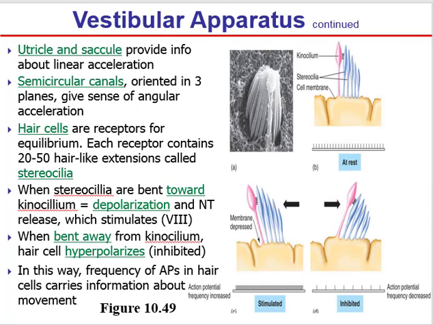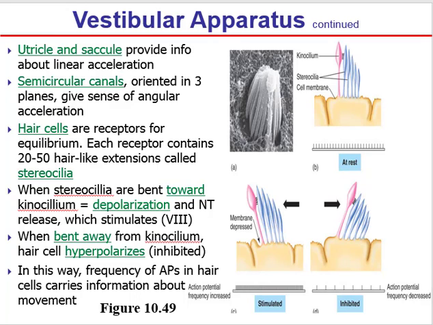Moving on to figure 1049. These hair-like structures are part of the vestibular apparatus, where the utricle and saccule provide information about linear acceleration. Remember the semicircular canals that make up the snail's antennae? They're oriented in 3 planes, X, Y, and Z, in order to give the sense of angular acceleration in the head. Who actually did the spinning stool test for nystagmus in the lab?